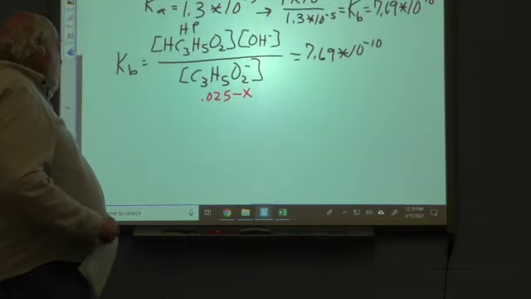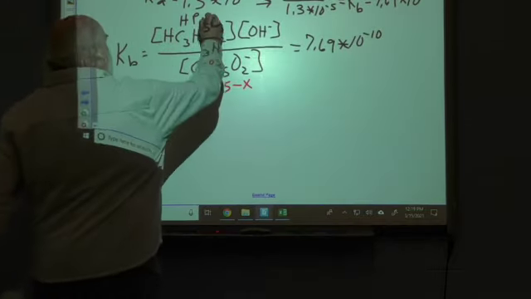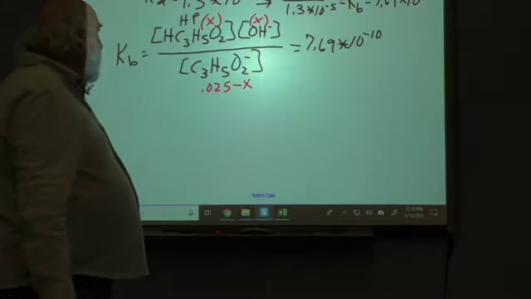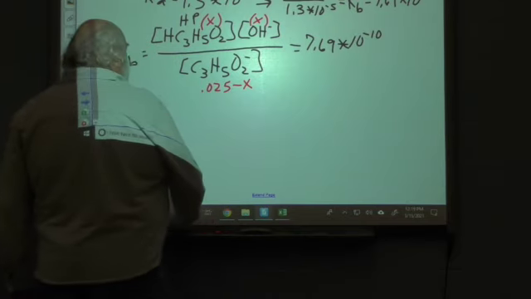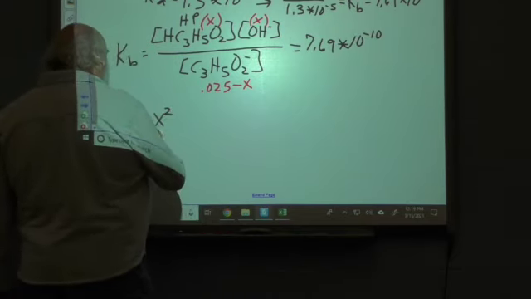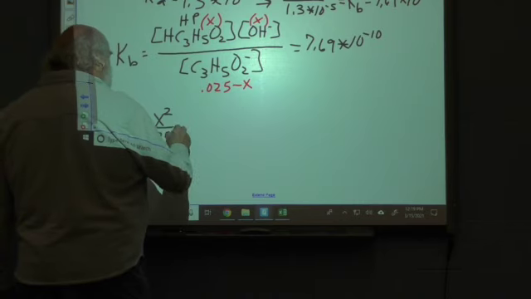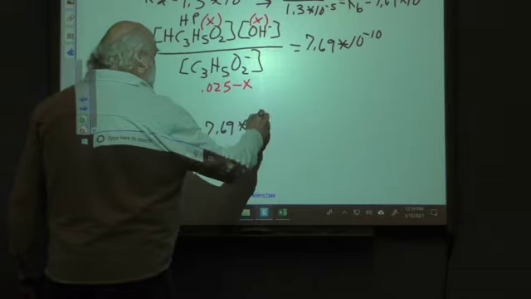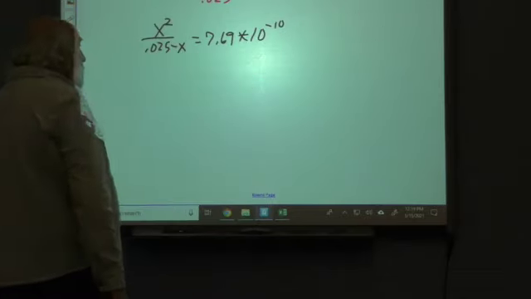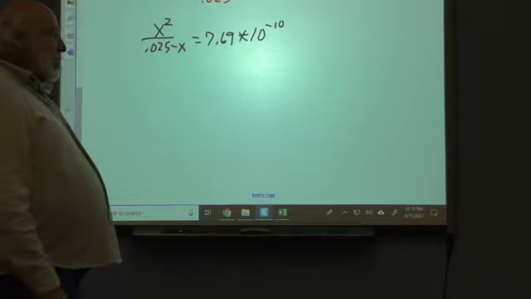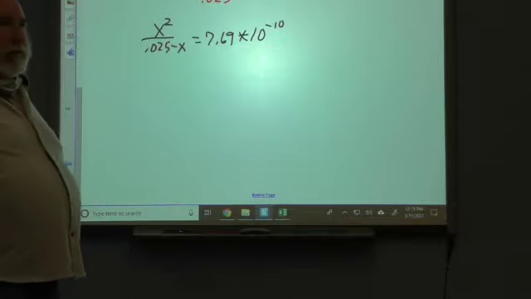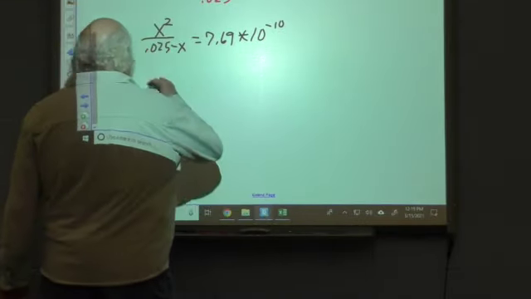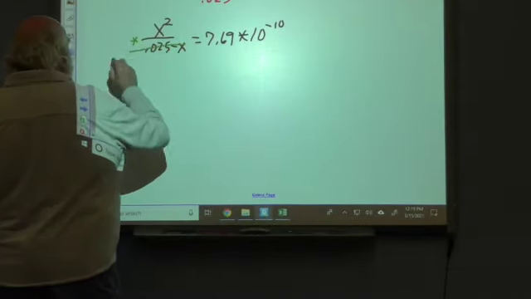So we plug that in there. And that's going to be X times X here, over your 0.025 minus X on the bottom. So that's going to give you X squared over 0.025 minus X equals 7.69 times 10 to the negative 10. And in algebra, when we have a fractional variable equation, we get rid of the denominator. So we're going to multiply both sides by 0.025 minus X.